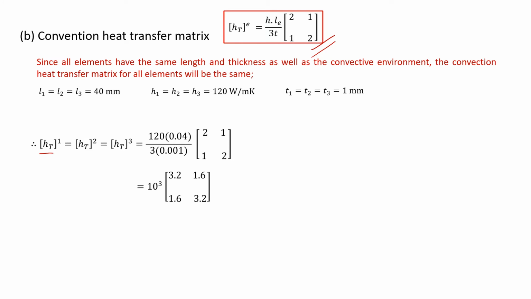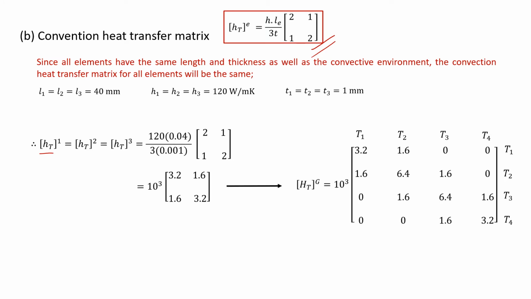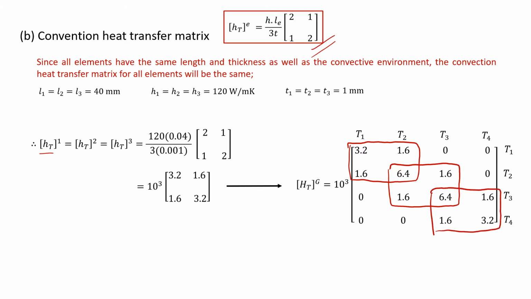Once we have determined the convection heat transfer matrix for all elements, then we can determine the global H matrix as shown in this slide, where the first part of this global H matrix is taken from element 1 as it corresponds to T1 and T2. The middle part is taken from element 2 as it corresponds to T2 and T3, and the last part is taken from element 3 as it corresponds to the unknowns T3 and T4. Similarly, at any intercept, we just need to take the summation between the two matrices.